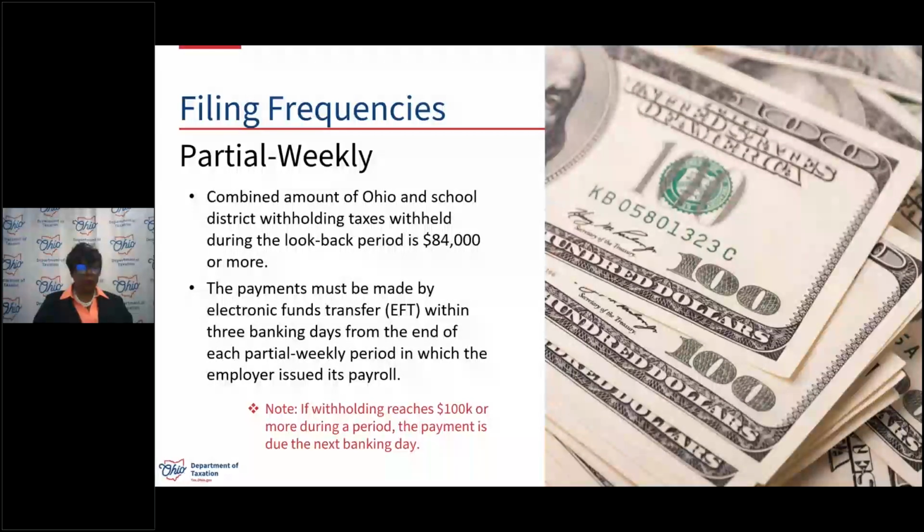And our final filing frequency is the partial weekly. Partial weekly have a combined Ohio and school district withholding amount during our look back period of 84,000 or more. The payments must be made by electronic funds transfer within 3 banking days from the end of the partial weekly period in which the employer issued its payroll. We want to make a note that if any period reaches 100,000 or more, the payment is due the next banking day.